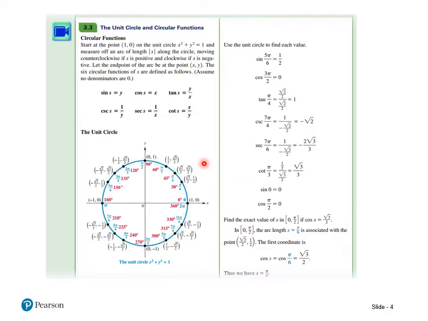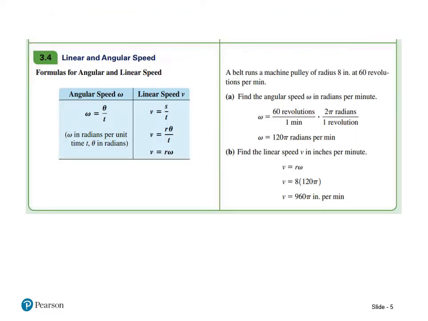Okay? So this is the unit circle. If you know the known measures for the triangles, then you can figure out all of these x and y values all the way around. And in the last section of chapter 3, we dealt with speed, linear and angular speed.